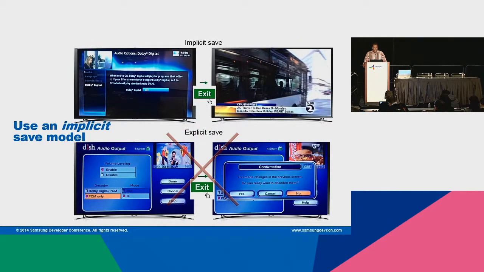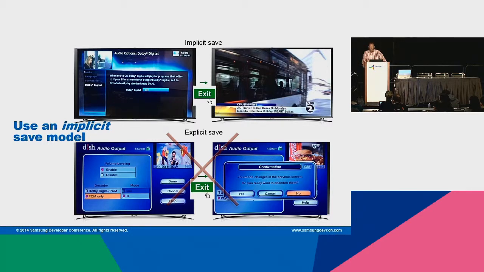So let's spend a little time talking about the implicit save model. In an implicit save model, a viewer can change settings and immediately exit or go to another destination directly, such as the guide or the DVR. And it doesn't require an OK, it doesn't require a cancel. You don't have to pop up an "Are you sure?" confirmation step. It's efficient and it's optimistic.